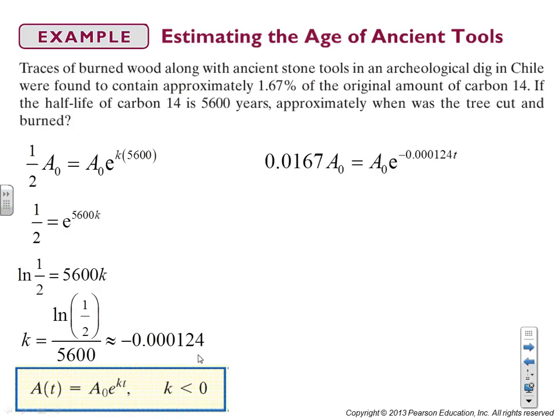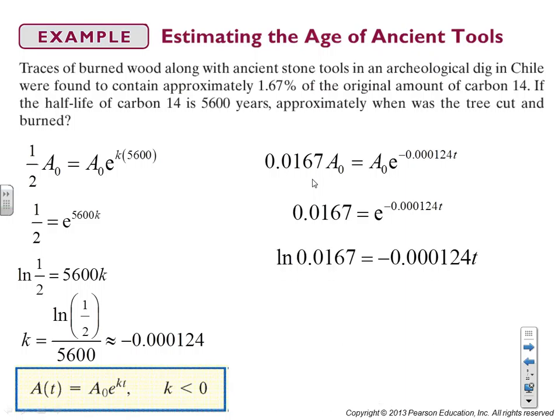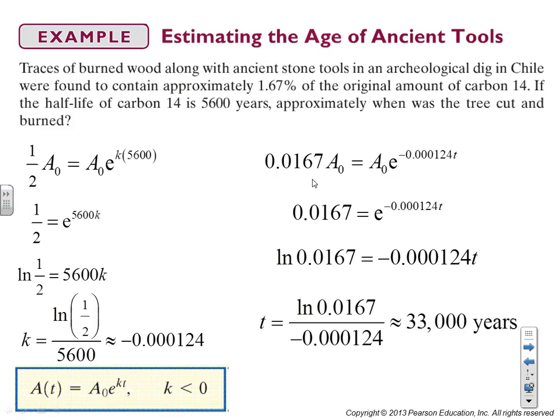Now we're going to put the equation together. If we have 1.67% left, so we're going to take our initial amount and multiply it by that percentage we have left, 0.0167. We divide out the A sub 0s. We take the natural log of both sides. We divide by our k, negative 0.000124. And we get approximately 33,000 years ago, that tree was cut down and burned. And that's how we carbon date stuff.